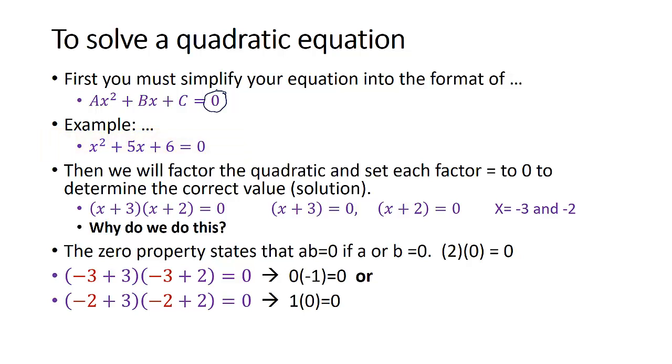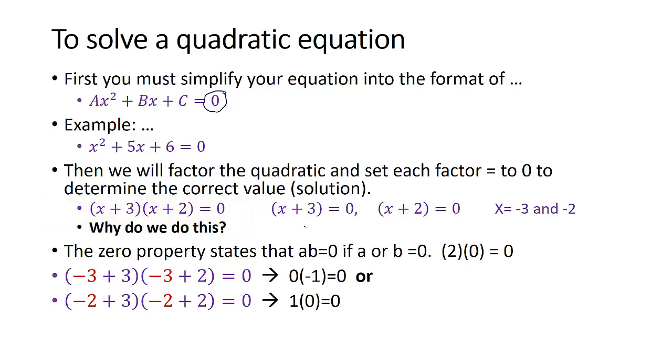Now that we have it in the correct format, we are going to factor the left side of this particular equation, and then at the end we'll set each factor equal to 0 to determine the correct value or solution for the variable. So here we have a factored form of x squared plus 5x plus 6. It's x plus 3 times x plus 2, and that's going to equal 0.